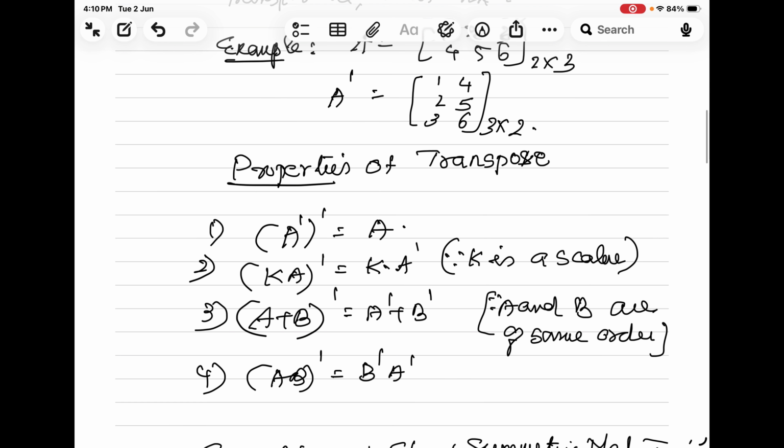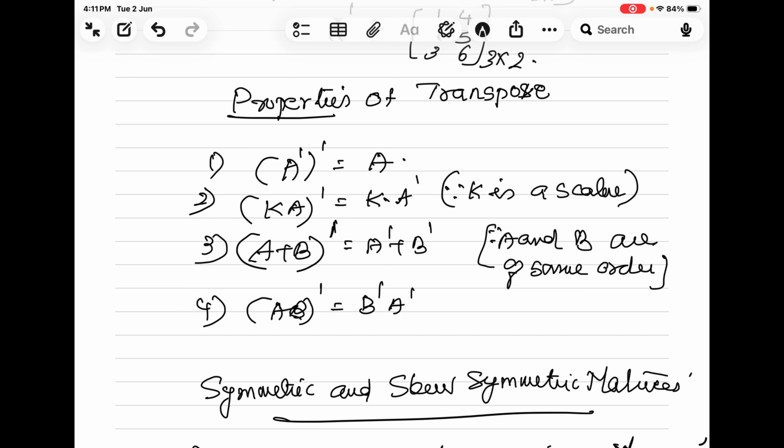Then properties of transpose. A transpose whole transpose equal to A. That is, if you interchange the rows and columns one time and again interchange them, we get A back. And kA whole transpose equal to k into A transpose, where k is a scalar. A plus B whole transpose equal to A transpose plus B transpose, where A and B are of the same order. A into B whole transpose is equal to B transpose A transpose.